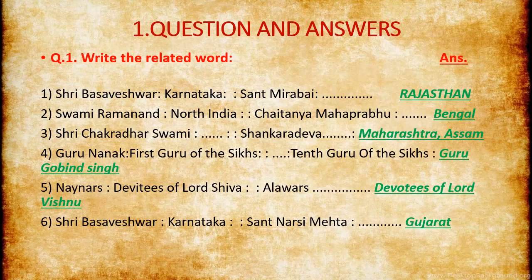Come to the third one, Sri Chakradhar Swami. Now see, there are two blanks here. Chakradhar Swami, and see the answers that are given. For Chakradhar Swami, you have to write the answer Maharashtra. And for Shankara Deva, you will write the answer Assam. There are two blanks for the third question and two answers are given there.